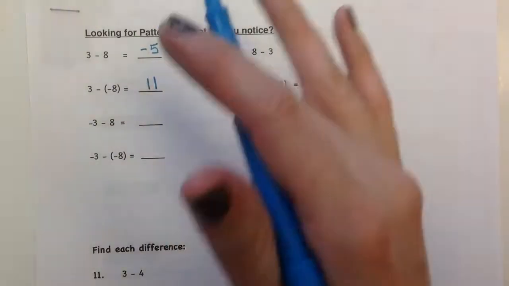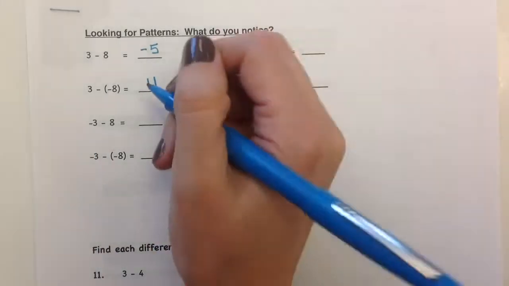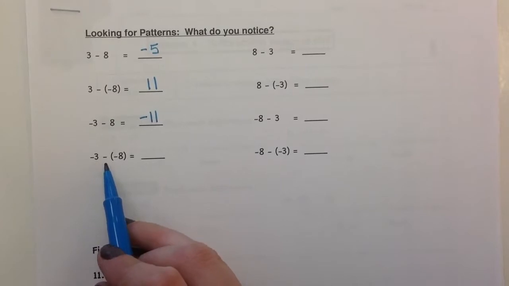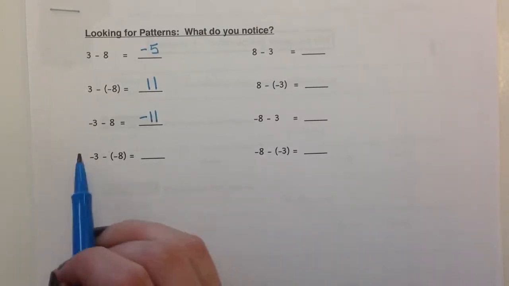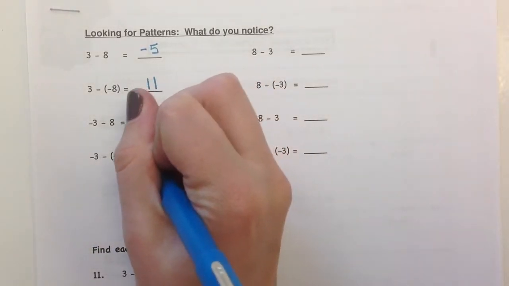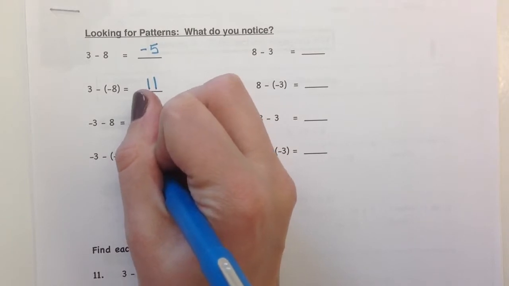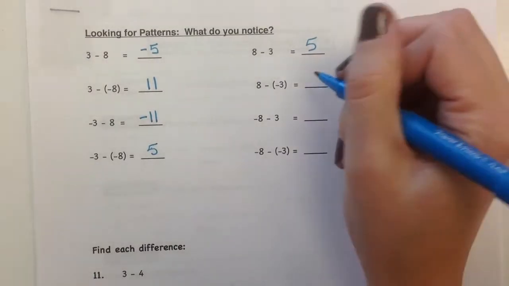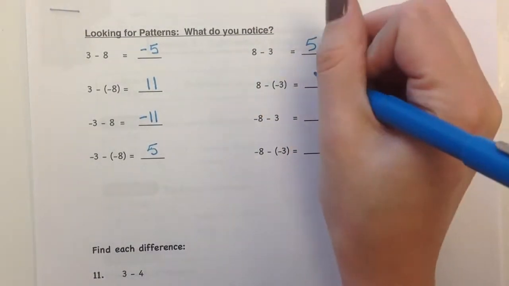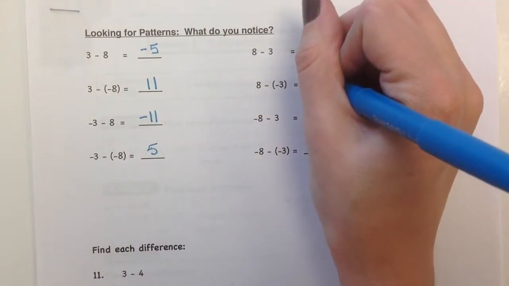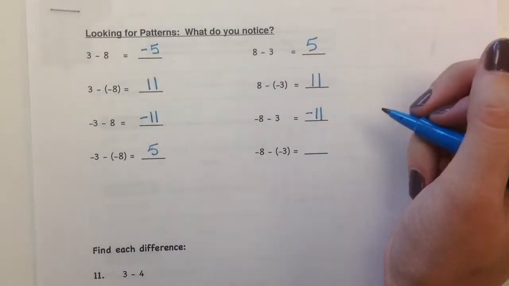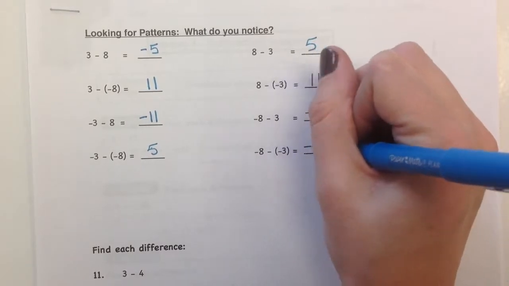Negative 3 minus 8, and I'm not expecting you guys to be able to do it this quickly. I'm just doing it to look at the patterns. Negative 3 minus 8 is negative 11. Negative 3 minus negative 8 is positive 5. 8 minus 3 is 5. 8 minus negative 3 is positive 11. Negative 8 minus 3 is negative 11. And negative 8 minus negative 3 is actually negative 5.